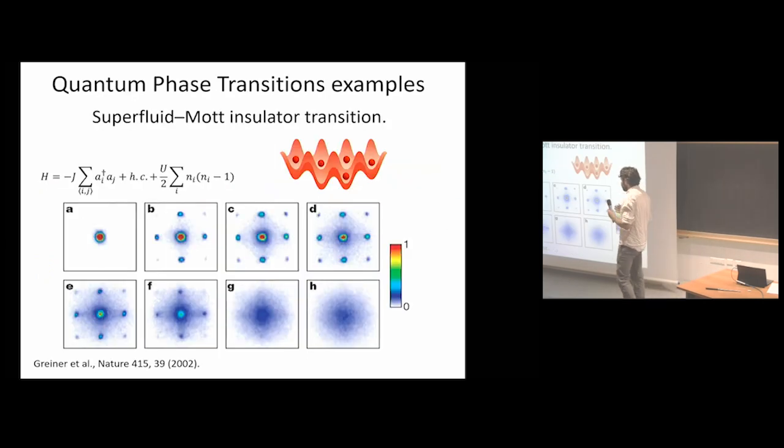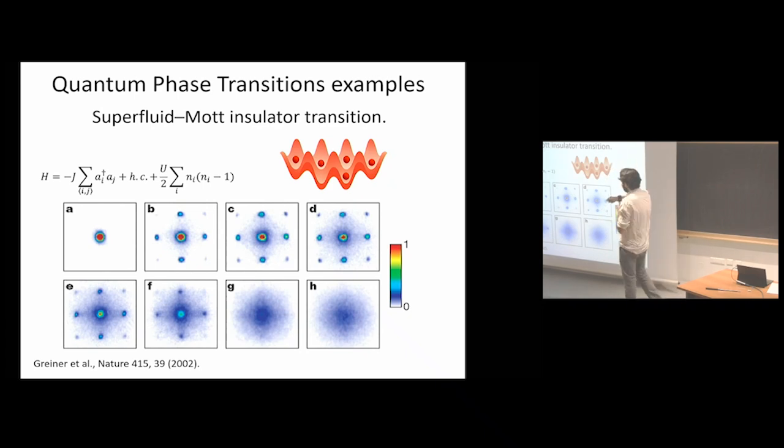So first, a quantum phase transition that has been investigated in this way is the superfluid to Mott insulator phase transition. And you can see here, we basically have atoms in a lattice, and they can tunnel around. There is a tunneling term. And then if we find two particles at the same spot, we have an interaction energy that we have to pay.